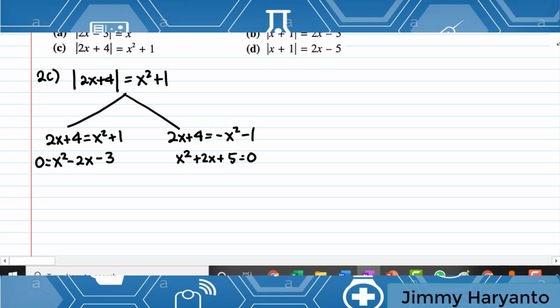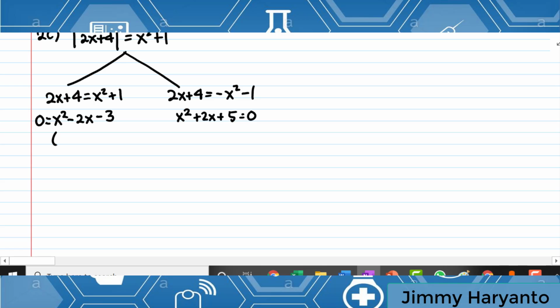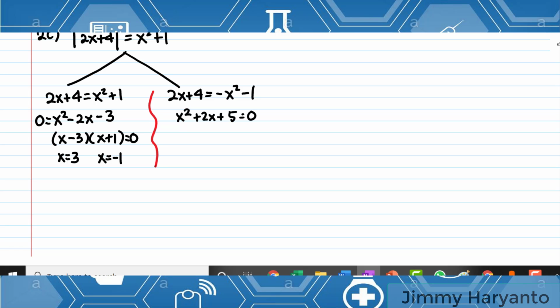Okay, for this one we can factorize it. It will be x minus 3, and then x plus 1 equals 0, so x equals 3, and x equals negative 1. So we have to check it later, but we have to solve the right side first. X squared plus 2x plus 5, this one doesn't have a value of x, it doesn't have roots.